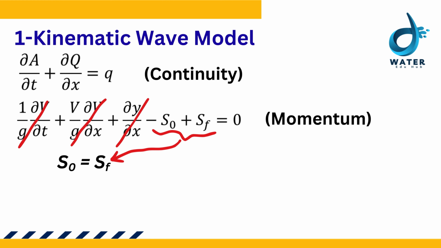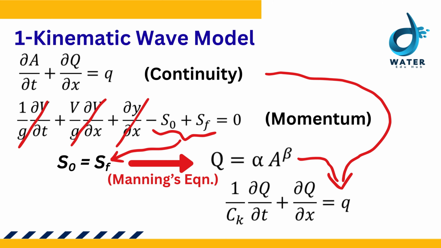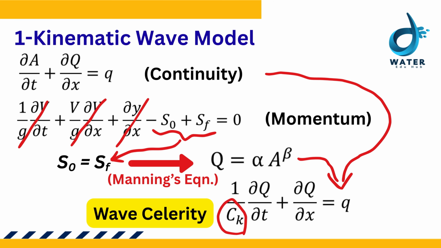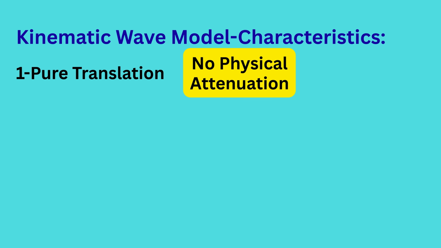The discharge Q becomes a single-valued function of cross-sectional area A, typically expressed as this. Substituting this into the continuity equation yields the kinematic wave equation. Here, Ck is the kinematic wave celerity defined by this. The characteristics of this model are as follows. First, pure translation. It means the flood wave translates downstream without physical attenuation.